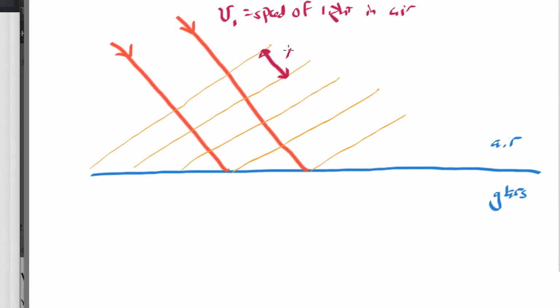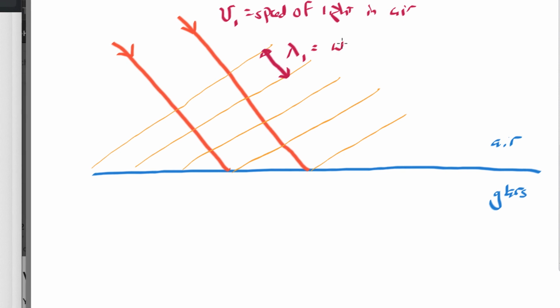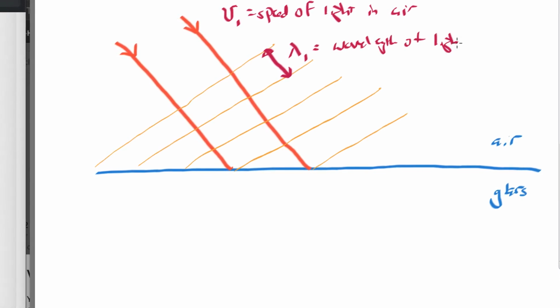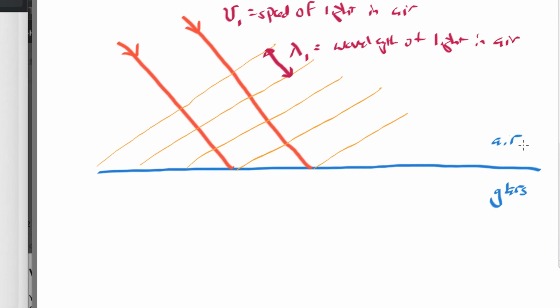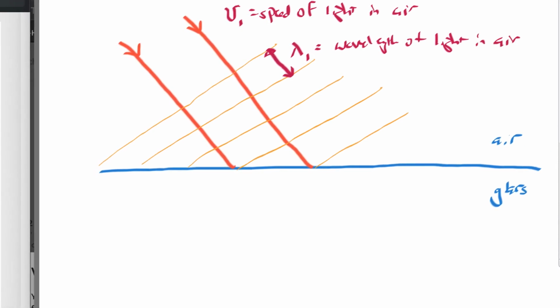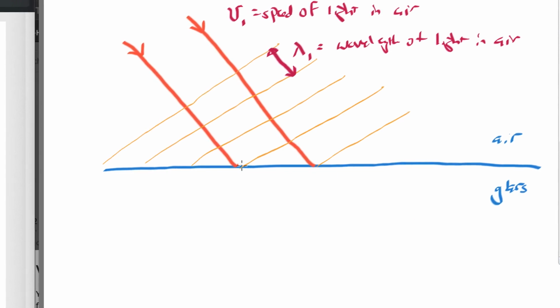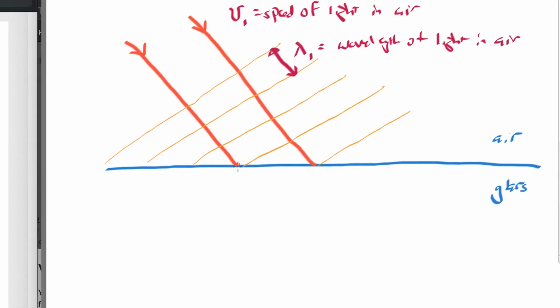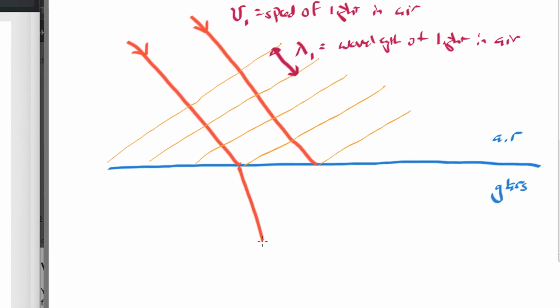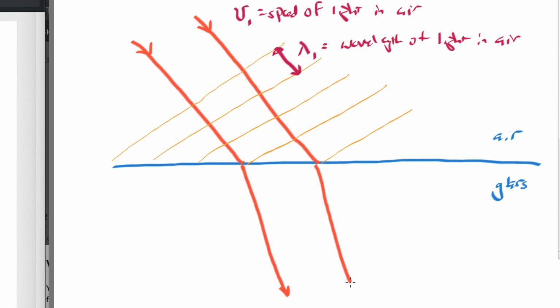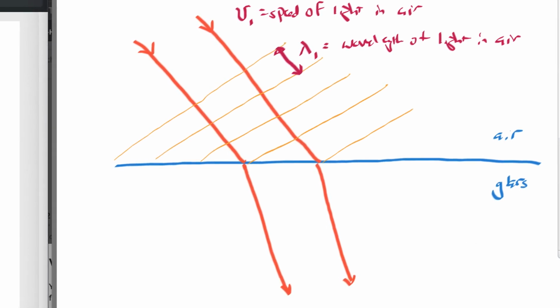This is the wavelength, lambda 1 is the wavelength of the light in the air. Okay, now here is the thing that Huygens is going to hypothesize: when the light goes into the glass, it's going to slow down. And so the trajectory is going to change by a bit. So I'm going to draw the direction that the light is traveling after having gone into the glass.